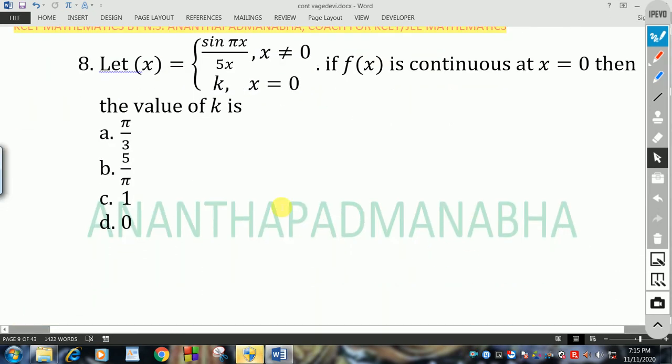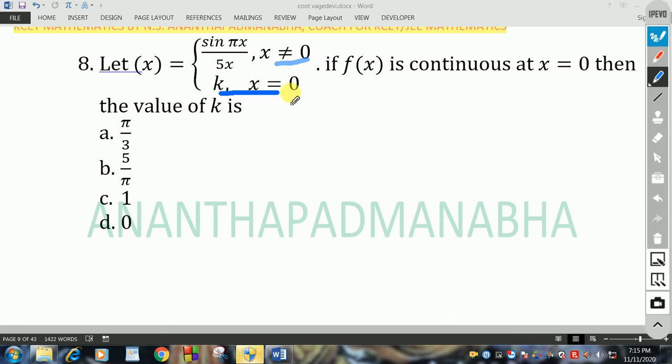So next question is: let f of x is equal to sine of pi x by 5x for x not equal to 0 and k for x is equal to 0. If f of x is continuous at x equals 0, then the value of k is. Actually in board examination you can find a 4 marks problem like this in part E of the question paper. So it is a very important type of problem, that is application of the definition of continuity here.